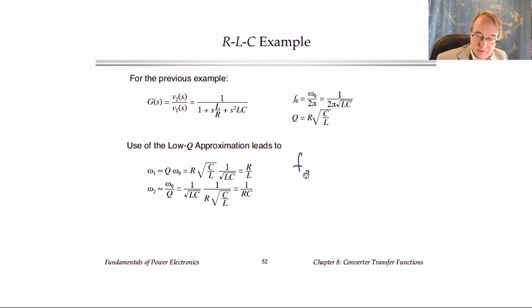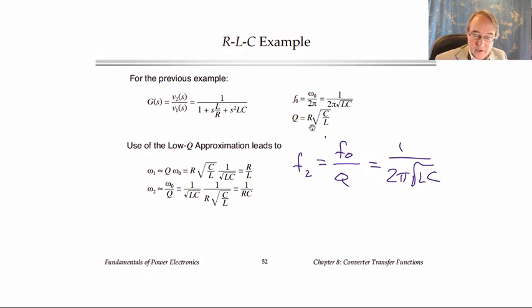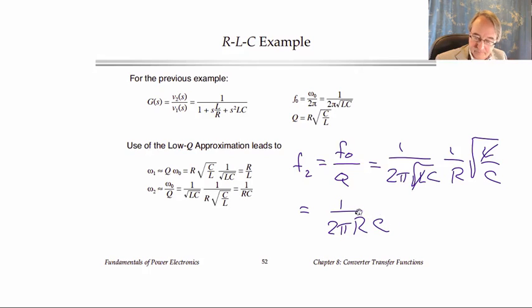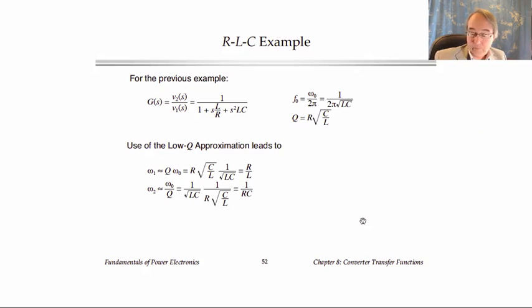For f2, we said that was f naught divided by Q, with f naught again 1 over 2 pi root LC. And 1 over Q is 1 over R times root L over C. So the root L's in this case cancel, and we get 1 over 2 pi R C. So again, nice simple expression. So the low Q approximation gives us a nice way to keep control of the algebra and get simpler expressions that are easy to use in design.